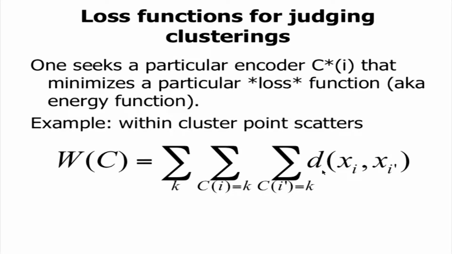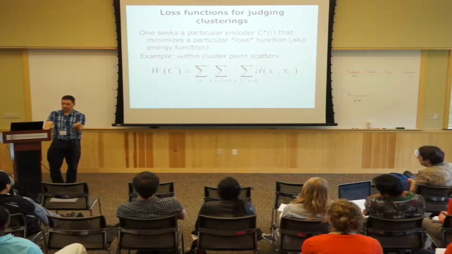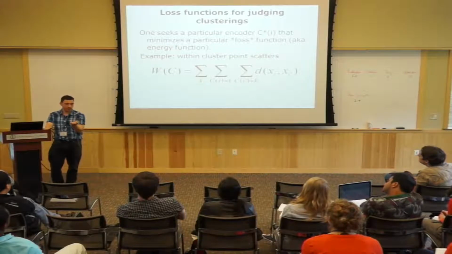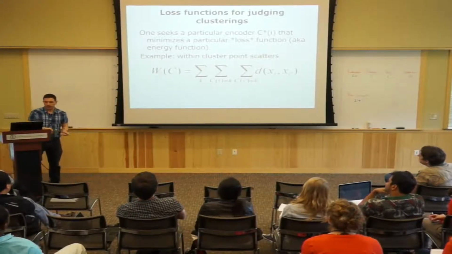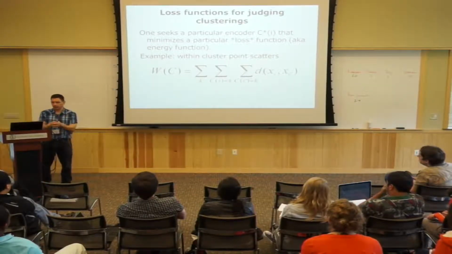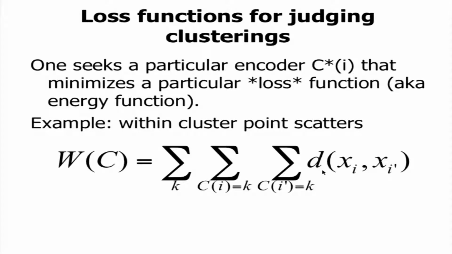Well, what do you want? You want a cluster so that all the objects are as similar as possible, meaning the sum of the dissimilarities should be as small as possible. You want that for cluster 1, you want that for cluster 2. So this loss function measures the sum of dissimilarities among objects in the same cluster. That's known as the within cluster point scatter. It measures the scattering in certain ways.